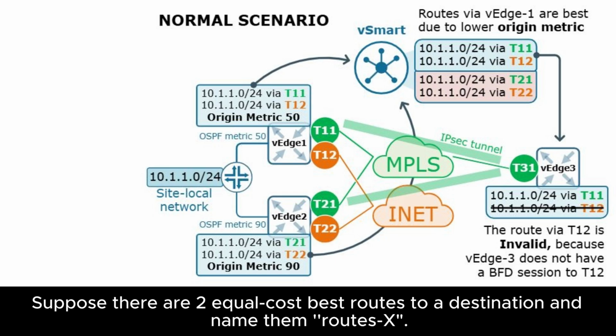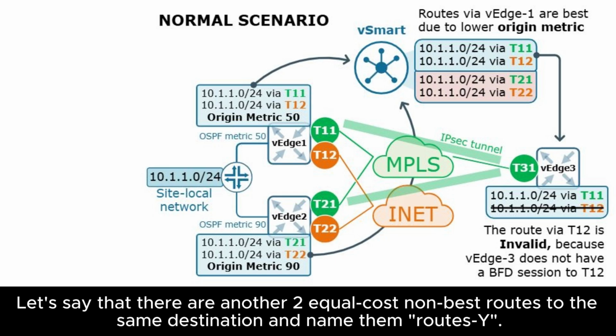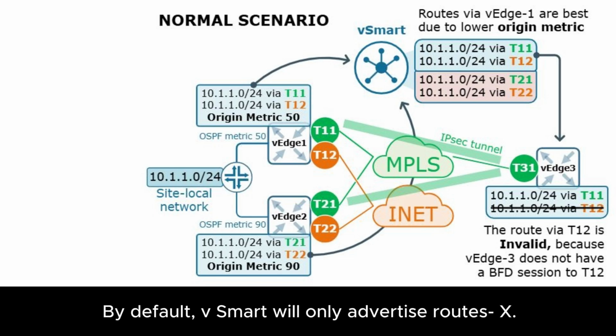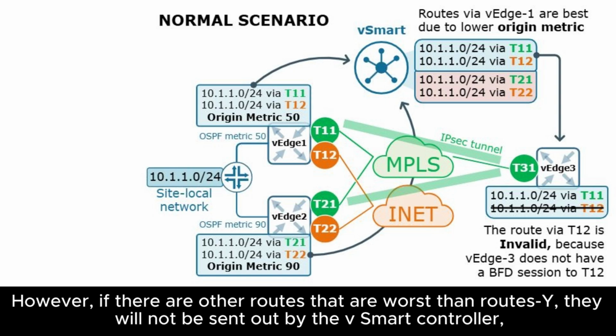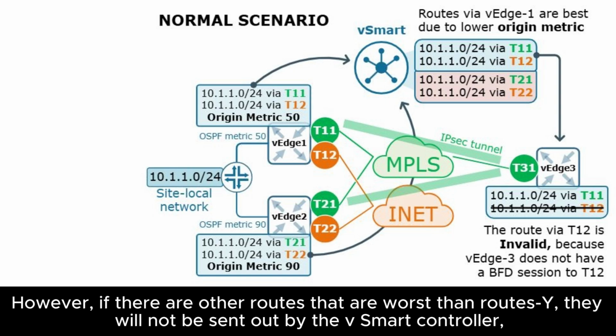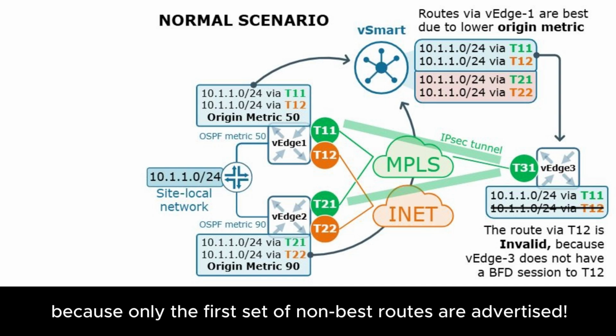Suppose there are two equal cost best routes to a destination and name them routes X. Let's say that there are another two equal cost non-best routes to the same destination and name them routes Y. By default, vSmart will only advertise routes X. When we enable the OMP Send-Backup-Path option, the controller will advertise routes Y alongside routes X. However, if there are other routes that are worse than routes Y, they will not be sent out by the vSmart controller, because only the first set of non-best routes are advertised.